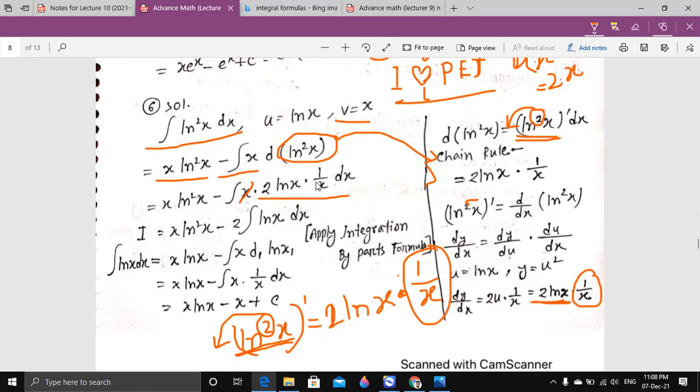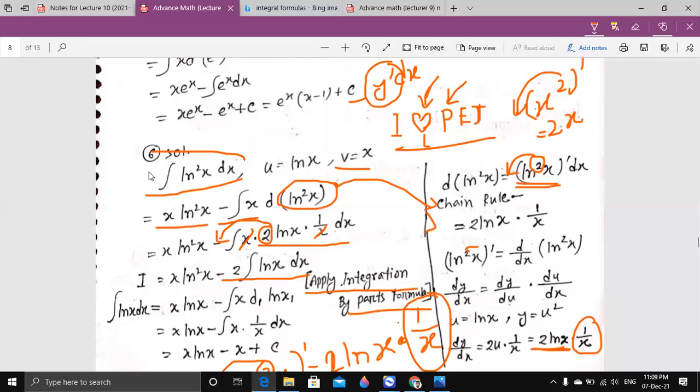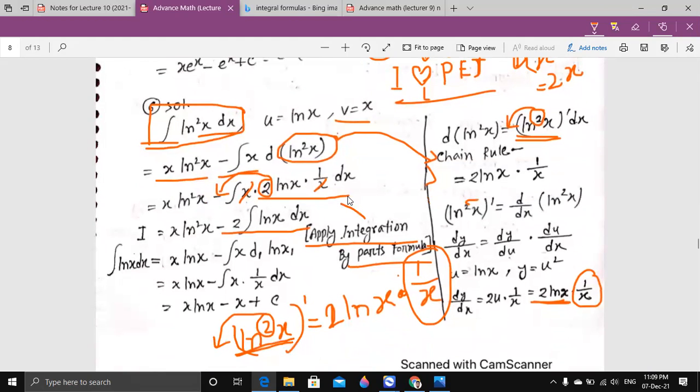Now we can cancel this x from both sides. So we can take this constant out, right? So we get 2 integration of ln x dx. And now we have to apply the integration by parts formula. Okay, again, guys, we started from the integration by parts formula, and we also used chain rule. And again, we have to apply the integration by parts formula.